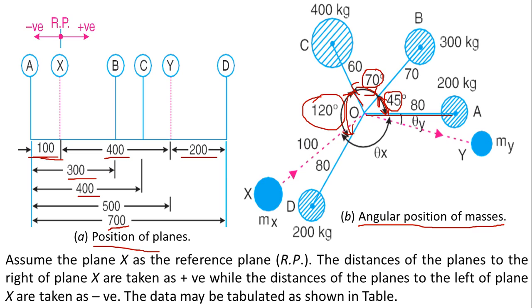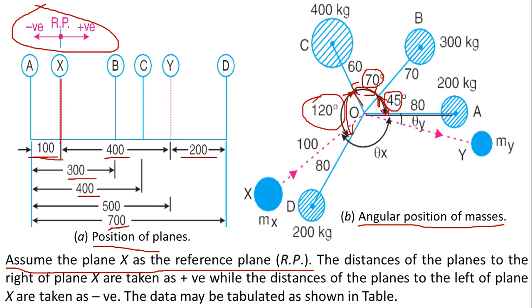Okay. So always, whichever plane's unknown thing is given, you have to assume that plane as the reference plane. So here in this case, we assume the plane X as the reference plane. So here we take this one as the reference plane. Towards the left side we take it as minus, and towards the right side we take it as positive.